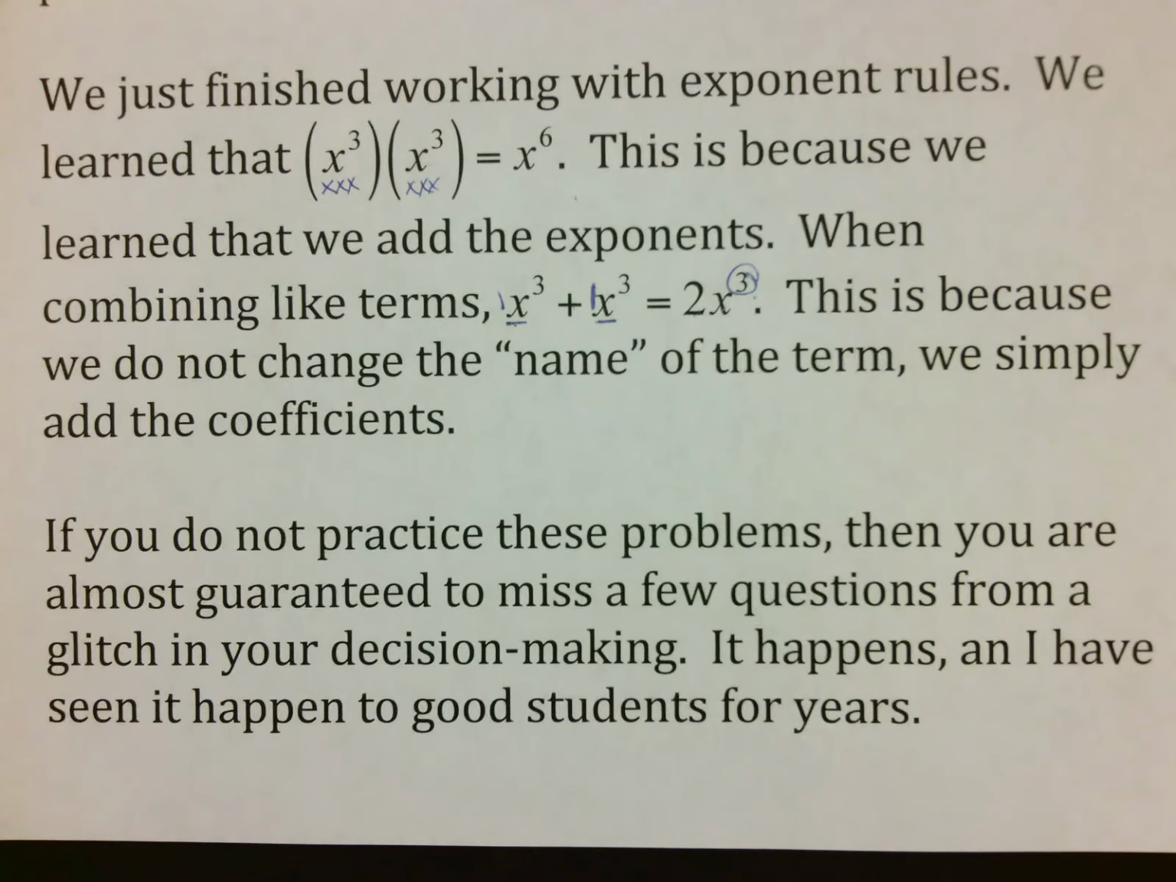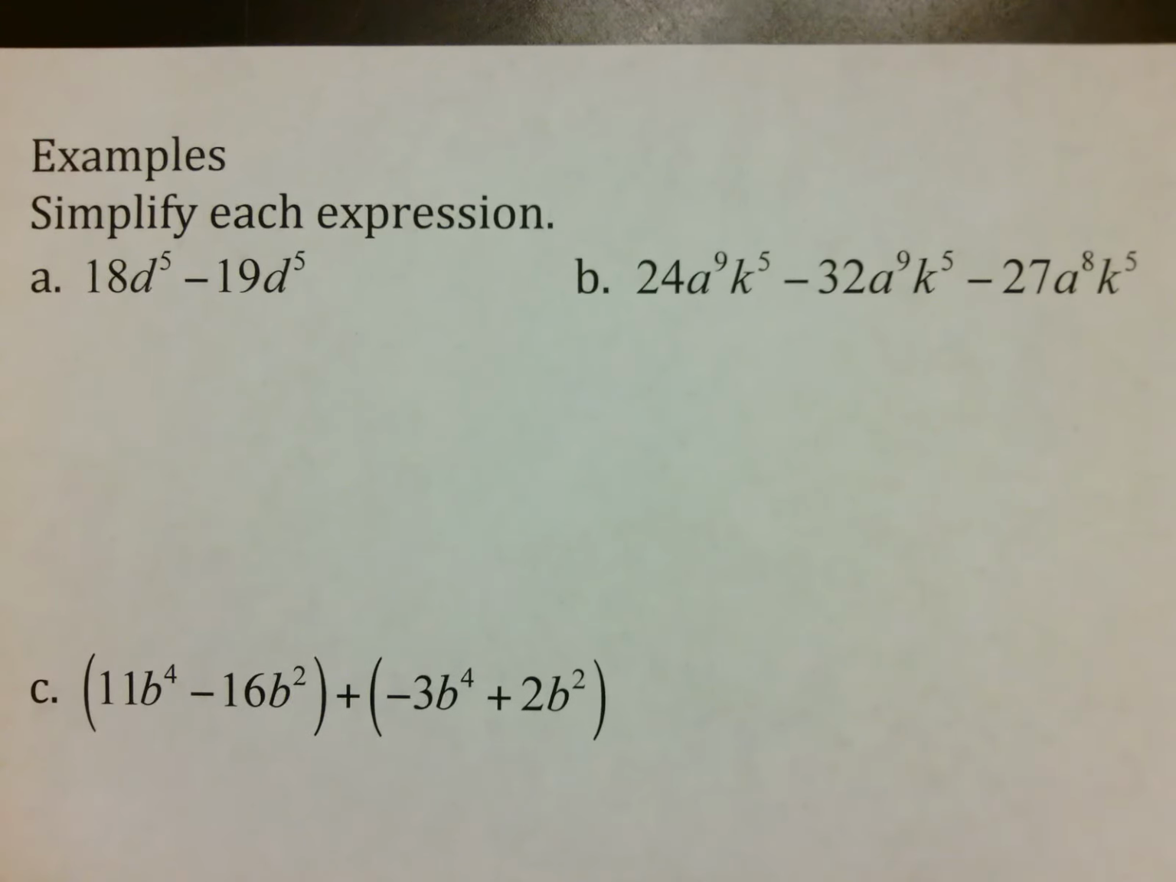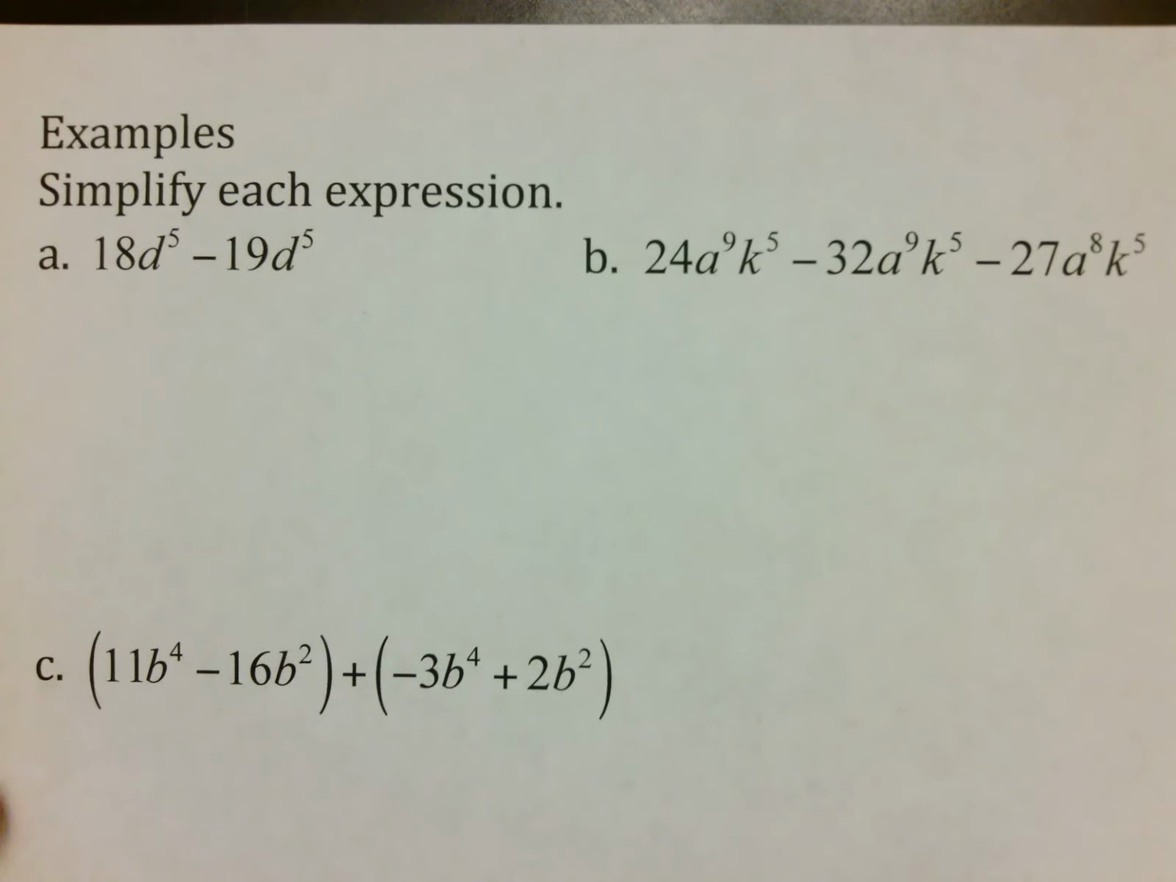If you don't practice these problems like you're supposed to, you're almost guaranteed to miss a few points just from a glitch that happens whenever you're working through all the rules and trying to learn the rules and still juggling everything. I've seen it happen to good students over many years. So make sure you take this seriously. It looks easy, but when you take the quiz, if you have not done enough background work, it will trick you into making a bad choice. So let's look at 5 examples, and then let's call it a day.